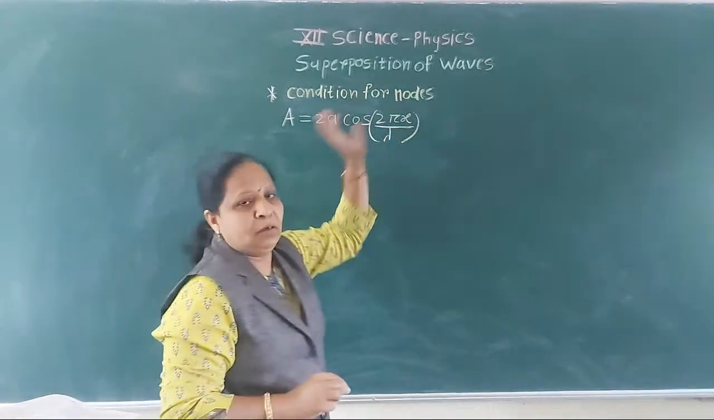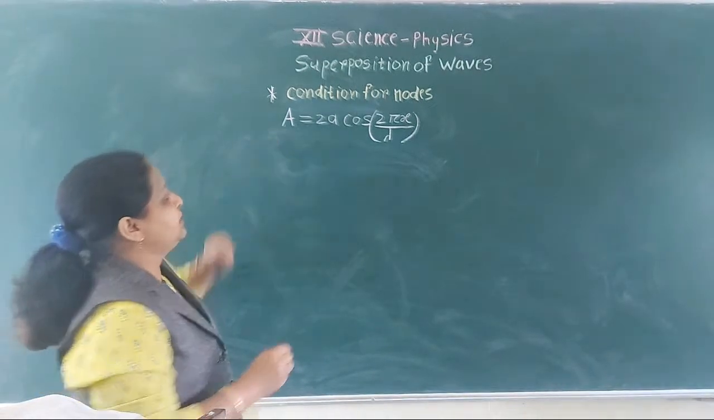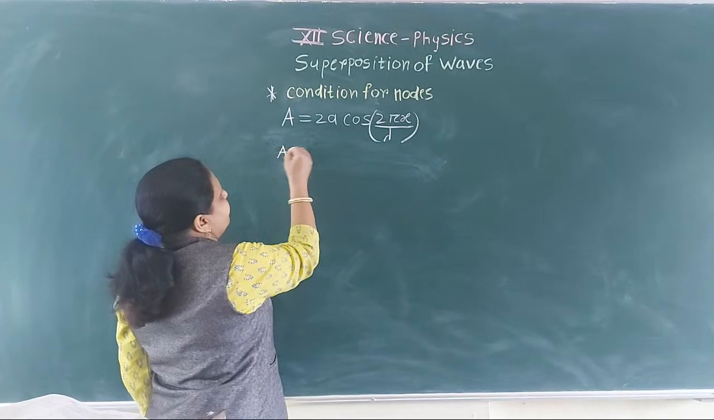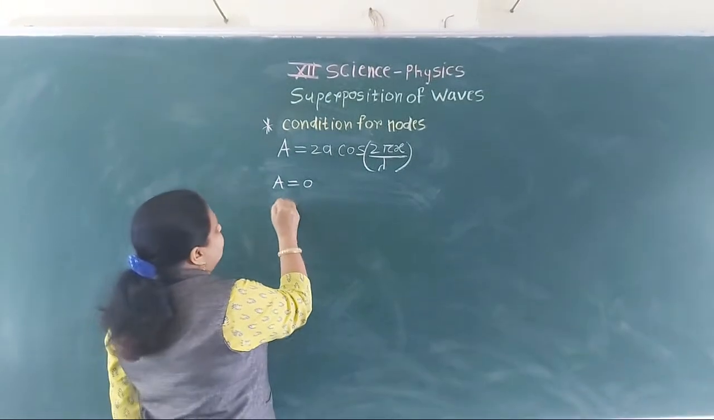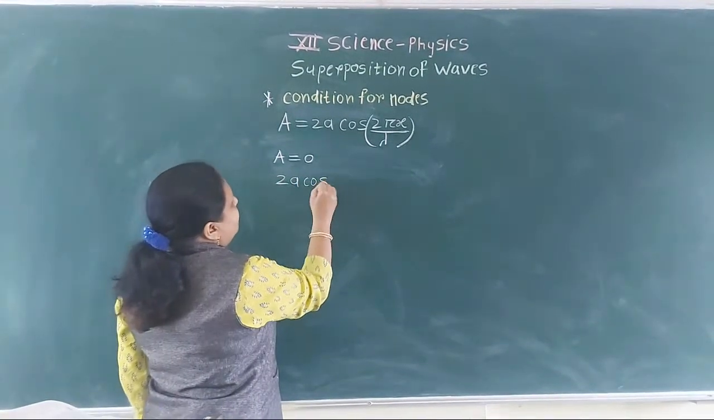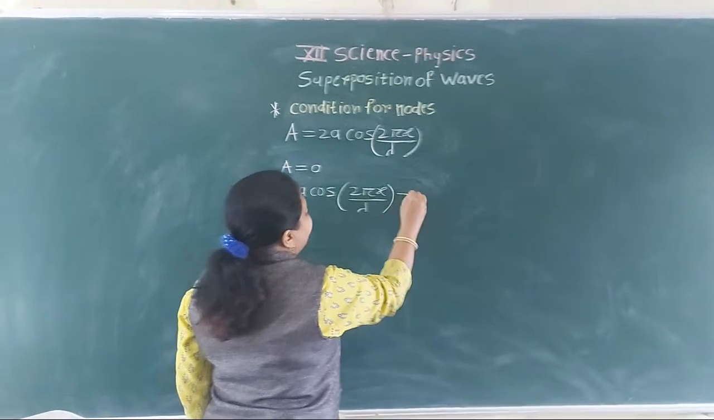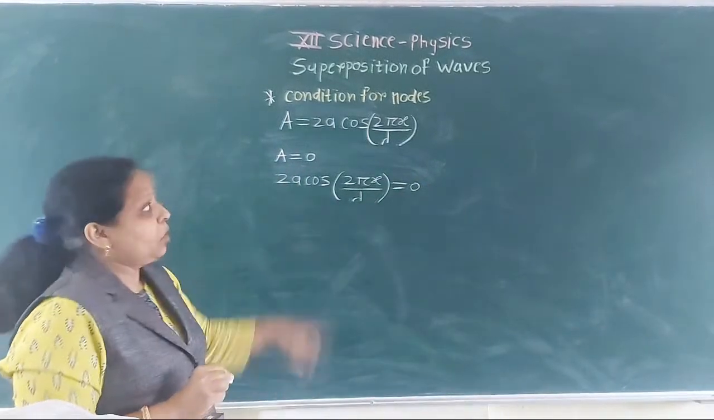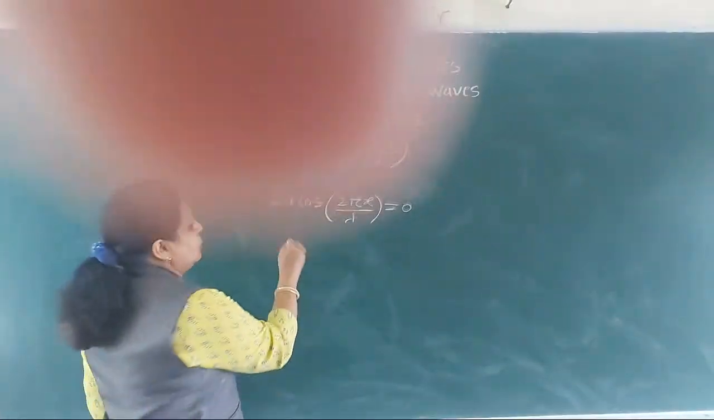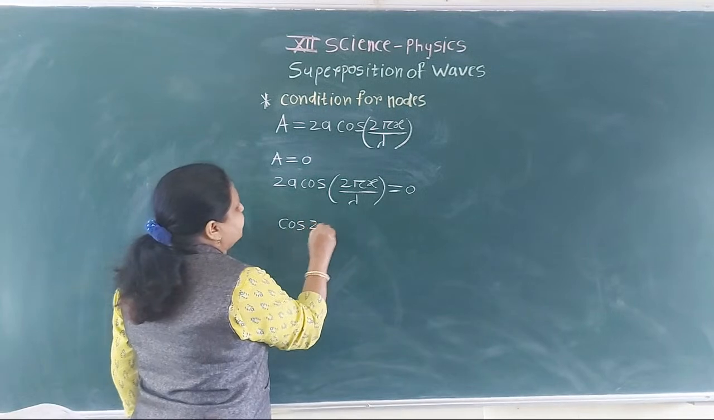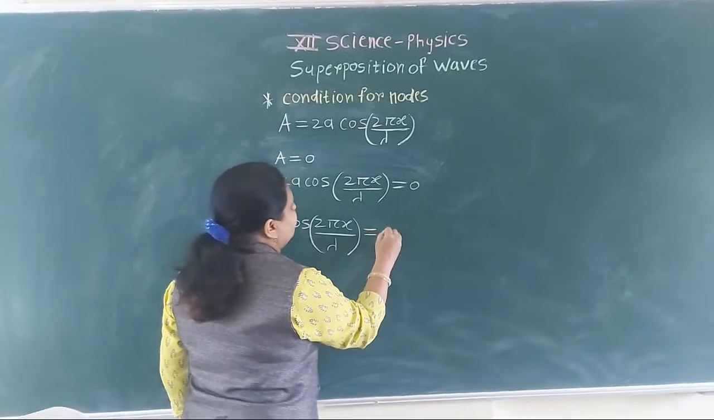Now the condition for nodes. It is the point at which the amplitude is minimum. Therefore, A is equal to 0, which means twice a cos of 2 pi x upon lambda is also 0, because at a node point the amplitude is minimum, which is equal to 0. Now cos of 2 pi x upon lambda is equal to 0.